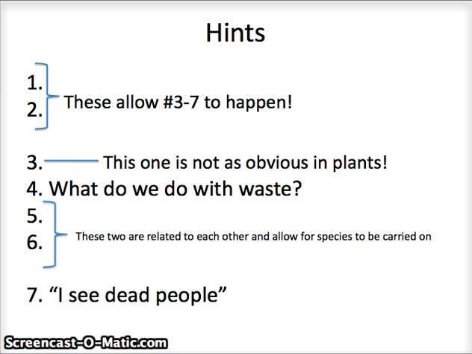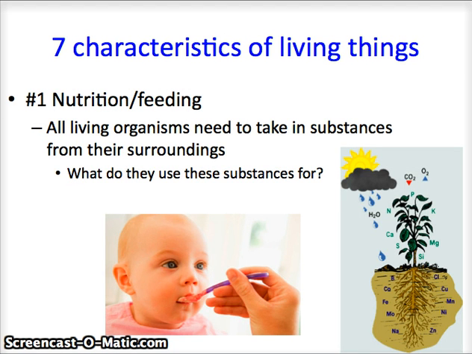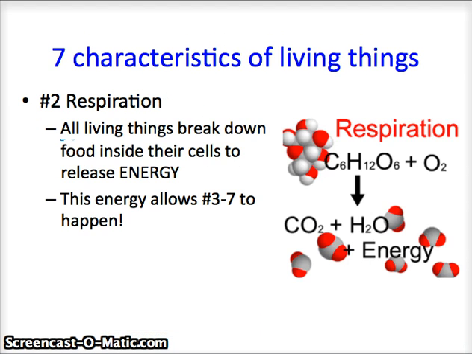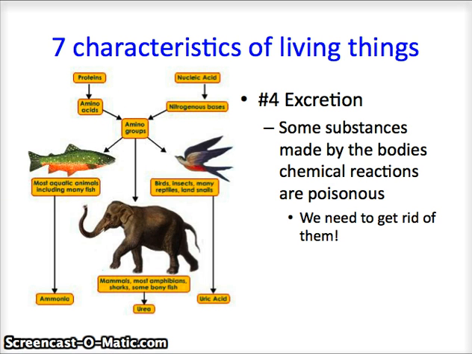All right, so let's quickly go back and run through. If you want to pause the video again on your quiz and try it again, really quickly pause the video now. Otherwise, we're going to go back through the 7. So number 1 was nutrition and feeding. Number 2 was respiration, to get energy out. Number 3 was movement, people running around. Number 4, excretion. We make waste in our chemical reactions. We've got to get rid of it somehow.